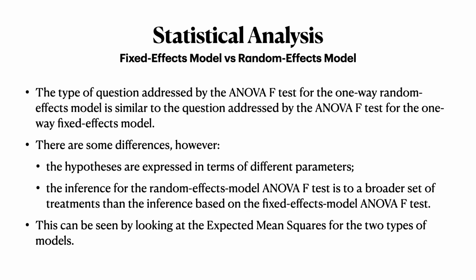There are some differences, however. First, the hypotheses are expressed in terms of different parameters. And again, this is necessarily the case because the parameters in the one-way random effects model are different than the parameters in the one-way fixed effects model. In addition, the inference for the random effects model ANOVA F-test is to a broader set of treatments than the inference based on the fixed effects model ANOVA F-test. This can be seen by looking at the expected mean squares for the two types of models.